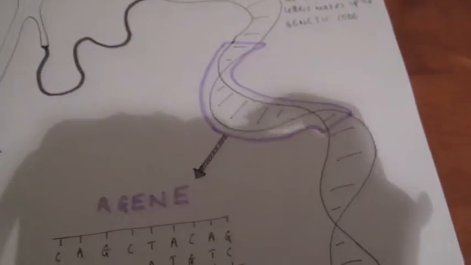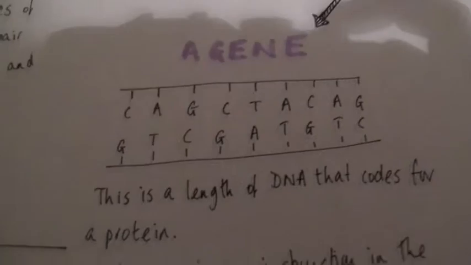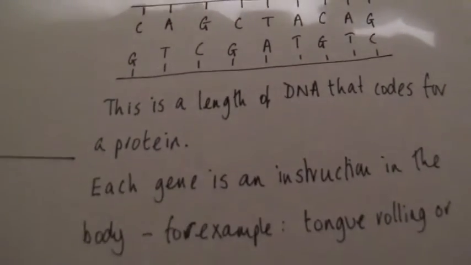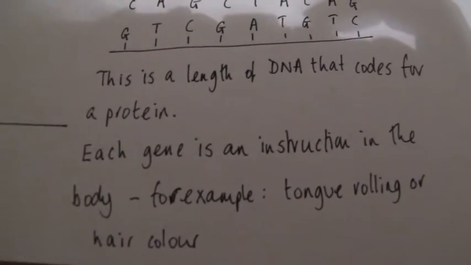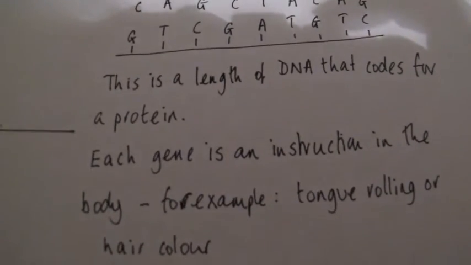A length of DNA is called a gene. A gene is a length of DNA that codes for a protein. Each gene is an instruction in the body, for example, tongue rolling or hair colour.